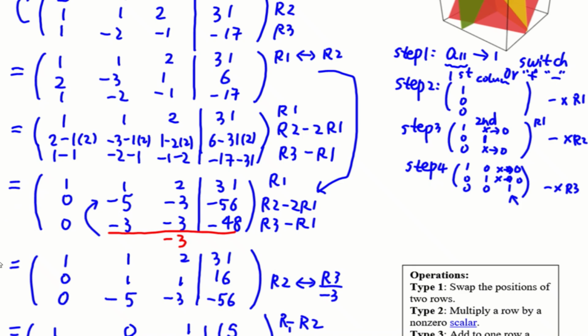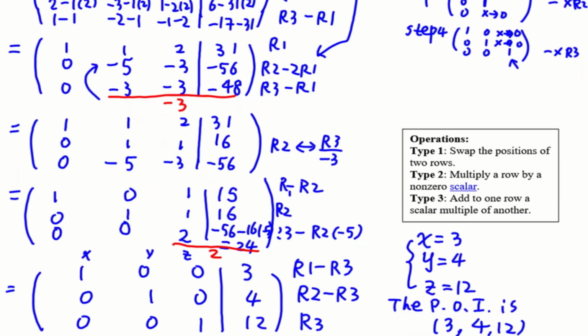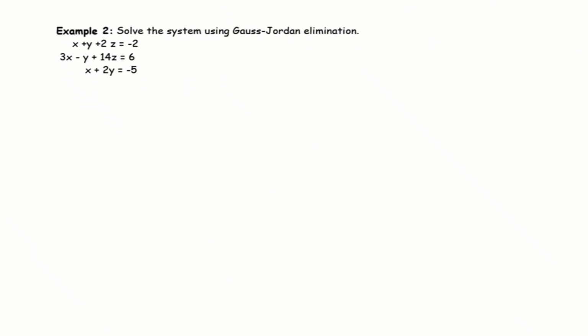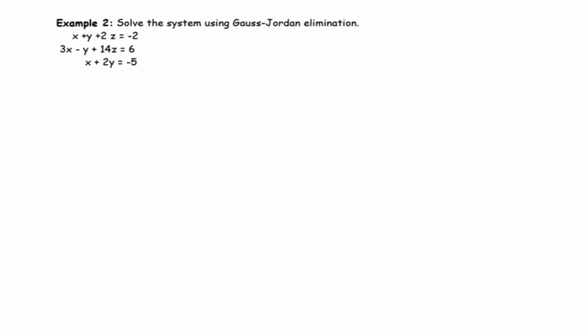So now we are going to practice more. This is a point of intersection, only one intersection as a point. And next one, sometimes we may have a line, so we are going to practice more. Solve the system using Gauss-Jordan elimination. That means the matrix again.